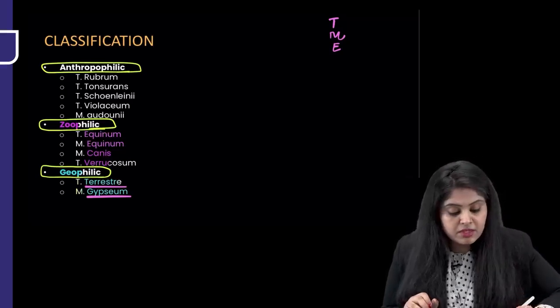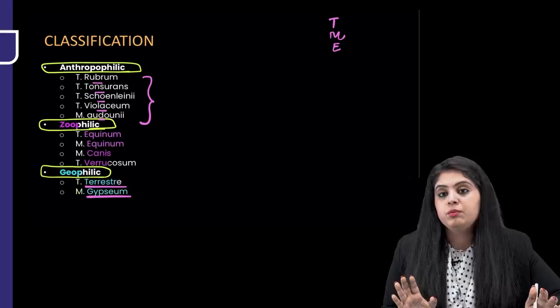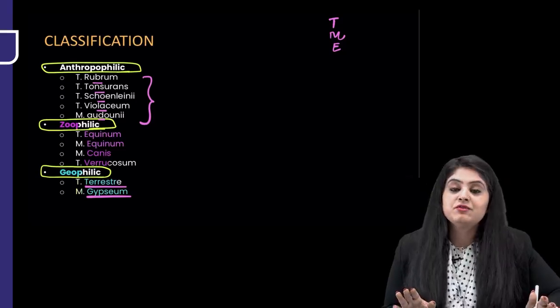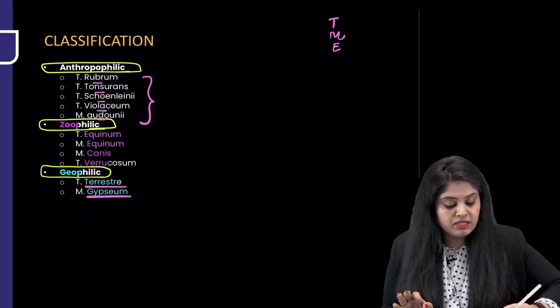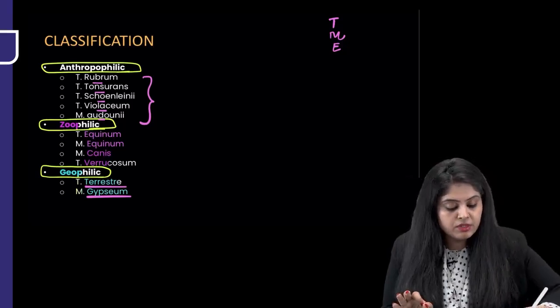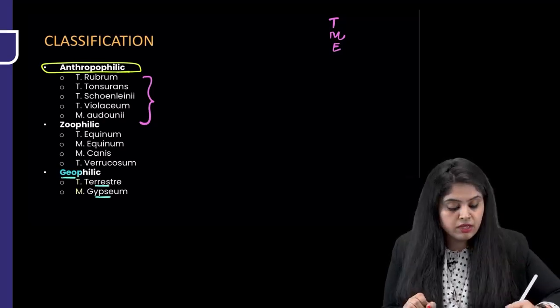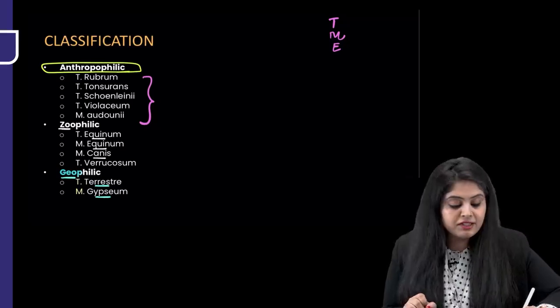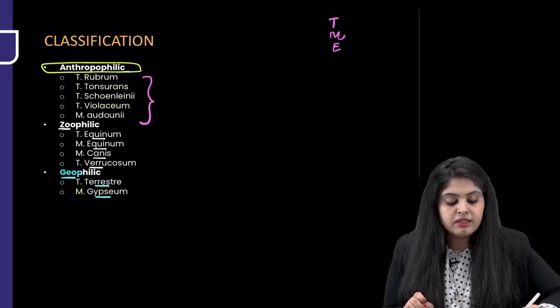After that, whatever may be written, that is rubrum, tonsurans, schoenleinii, violaceum, audouinii, all of these come under the anthropophilic. That's the only way of learning this. I've tried so many ways otherwise, but that's the best possible way I can come across. Repeating once again, a quick mnemonic: when we are talking about geography, we are talking about terrestre and gypseum. When we are talking about animals, then the horse, that is equinum, the dog, that is canis, and the Sheru dog, that is verrucosum. After that, whatever is left will come under the anthropophilic.